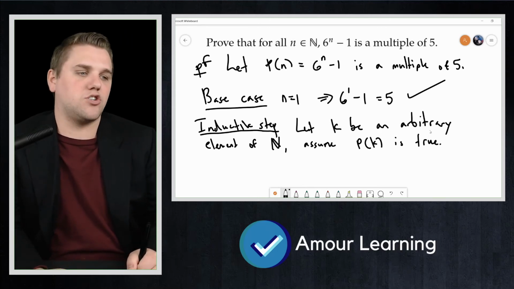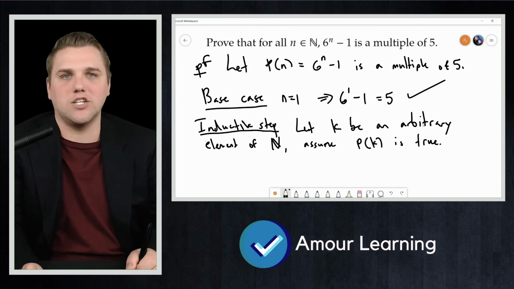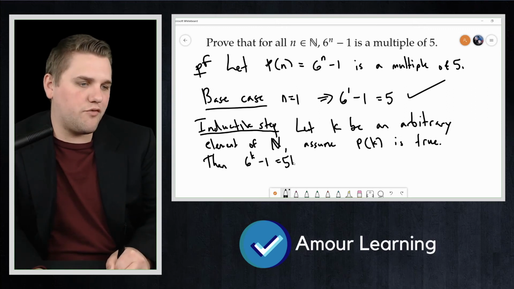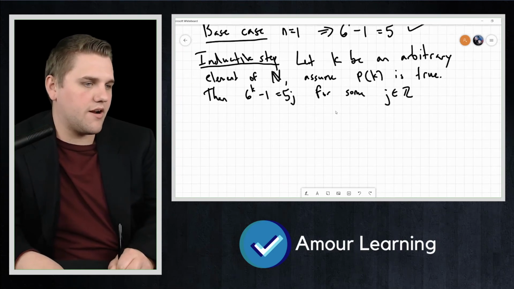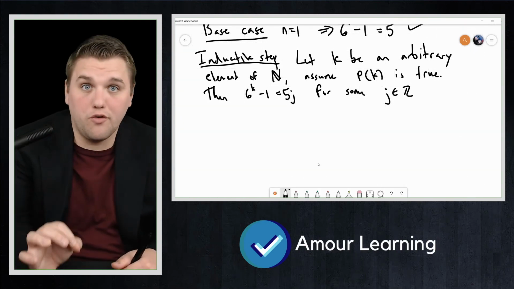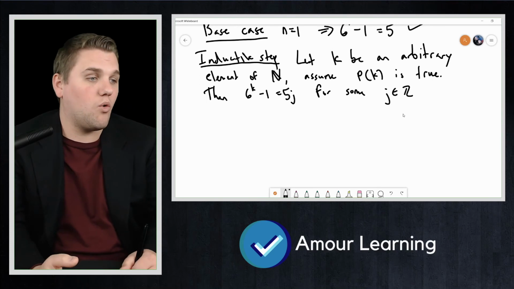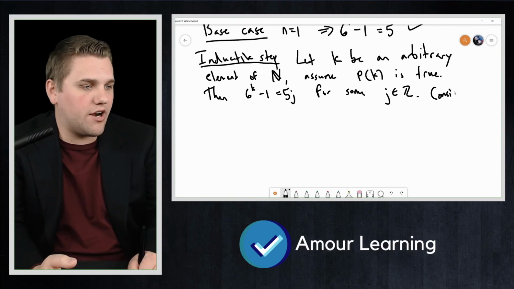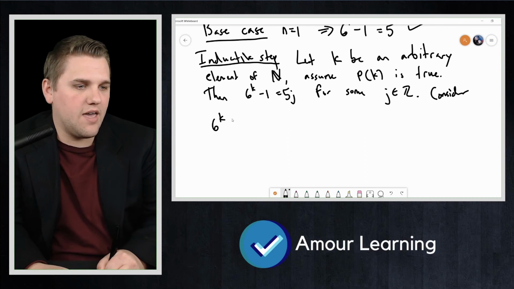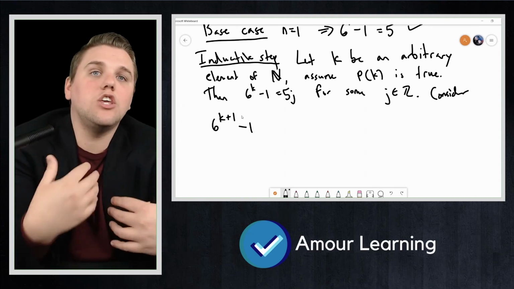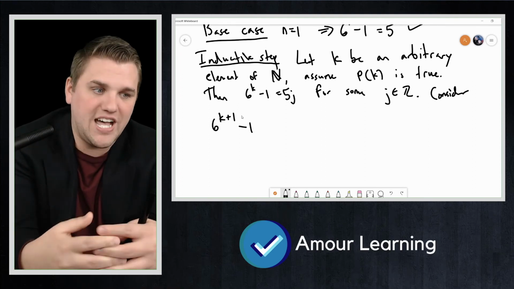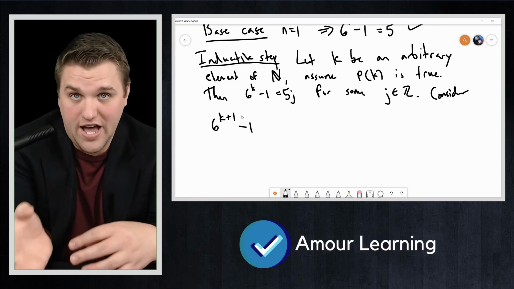So we're going to assume that P of k is true. That means that 6 to the k minus 1 is equal to 5j, using a different letter here, for some j, which is an integer. Technically a natural number, but it doesn't really matter. Okay, so now we're going to try to prove P of k plus 1 is true. So we're going to now consider specifically 6 to the k plus 1 minus 1. Our goal is to show that this is a multiple of 5. Now we need to use the inductive hypothesis, which is that 6 to the k minus 1 equals 5j.